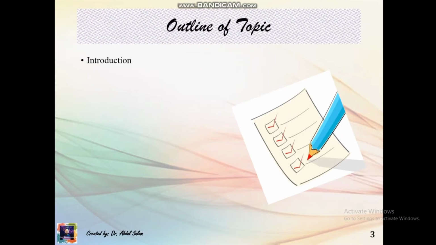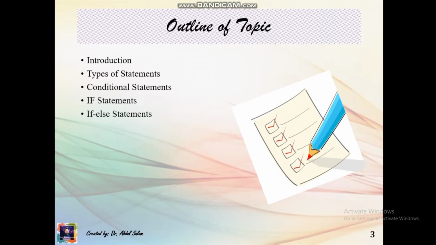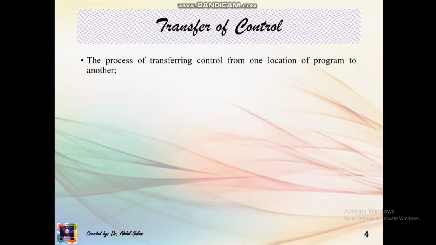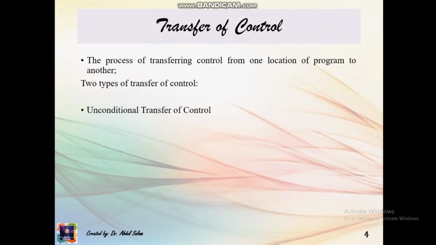Today's table of contents: introduction, types of statements, conditional statements, if statements, if else statements, nested if else statements, and summary. So, transfer of control. What is a statement? The process of transferring control from one location of a program to another. There are two types of transfer of control: unconditional transfer of control and conditional transfer of control.